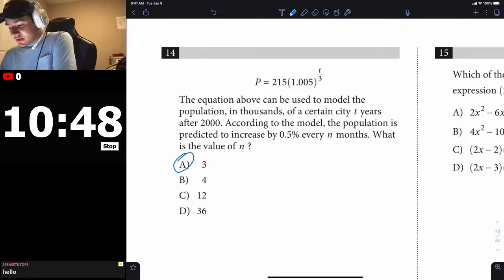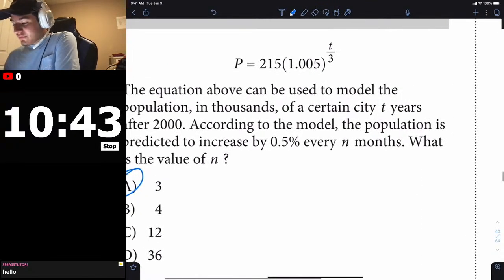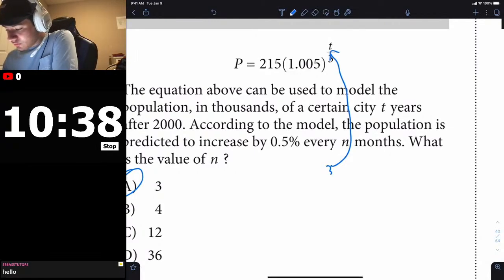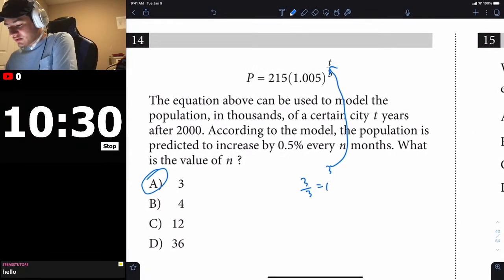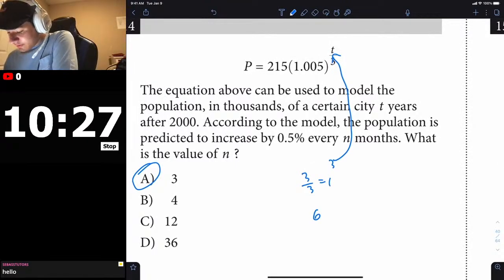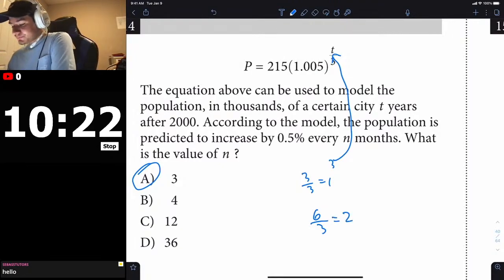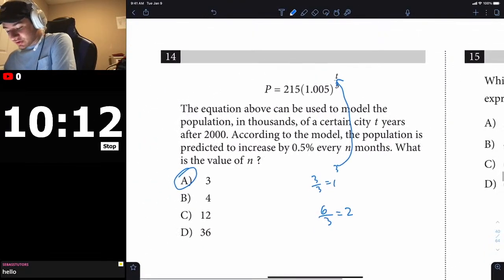And you can plug in numbers to verify that, but the reason I know that works is because, look, if we plug in 3 months for t, we're going to get 3 over 3 as our exponent, which is just 1. So 215 is going to increase by 0.5%. Now if we plug in 6, another 3 months go by, that's going to equal 6 over 3, which is 2. Which means that number that was already increased by 0.5% is going to increase again by 0.5%, and so on and so on. So the answer has got to be 3.